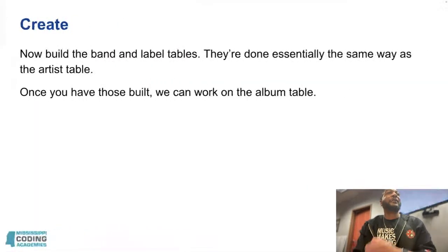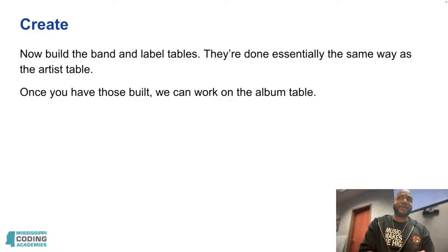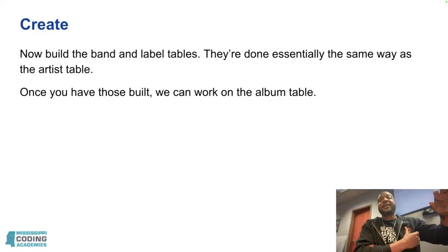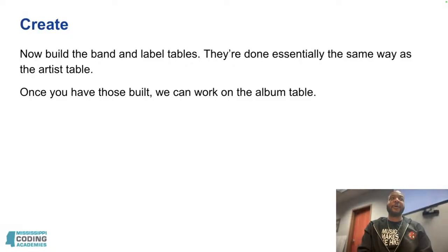Okay. And if everything works okay, now you can build out the band and label tables. So I'll give you time to do that. They're going to look essentially the exact same way. You can refer to the data model that we have here. If you need to, just pause it, get the information, and then build out the band and label tables. And then after that, we'll build the album table. We'll do that in another video. So here's a good place to pause, get your band and label tables done, and then we'll come back in the next video and work on the album table.